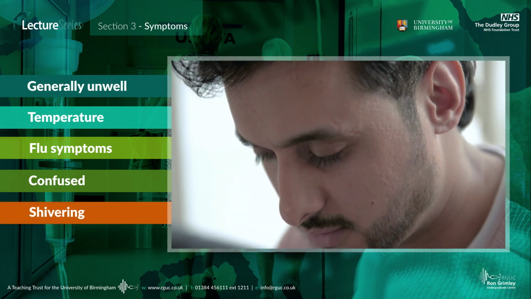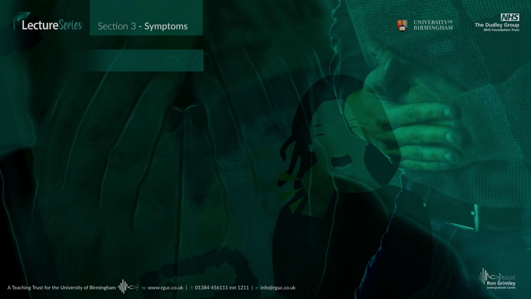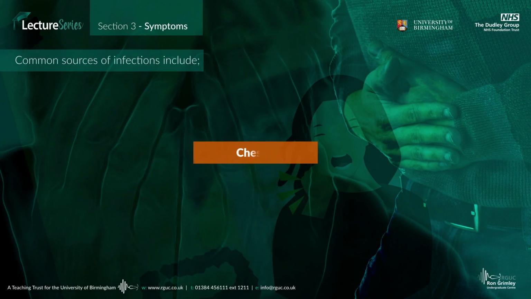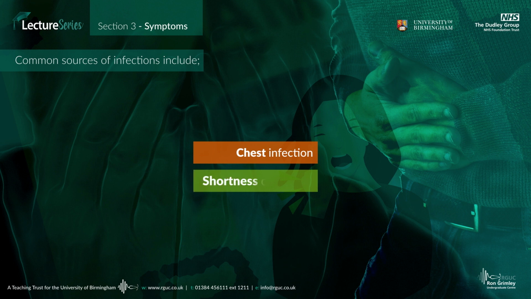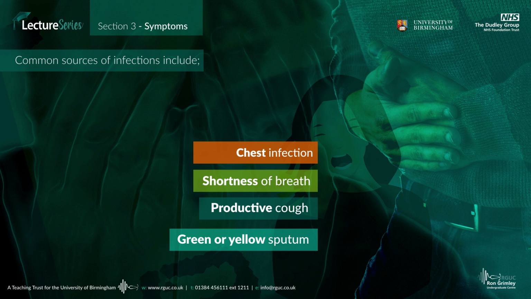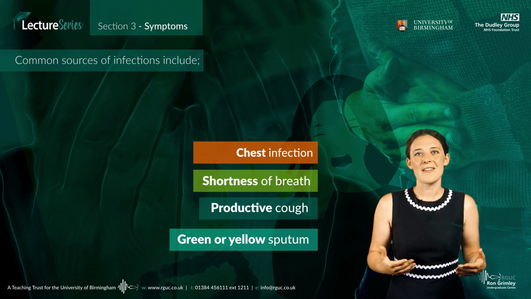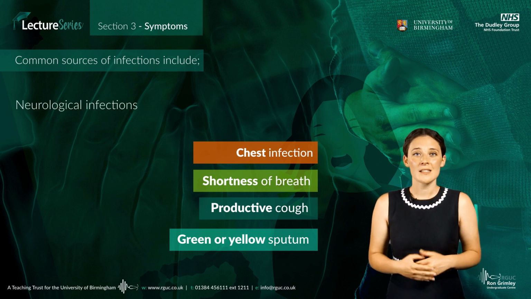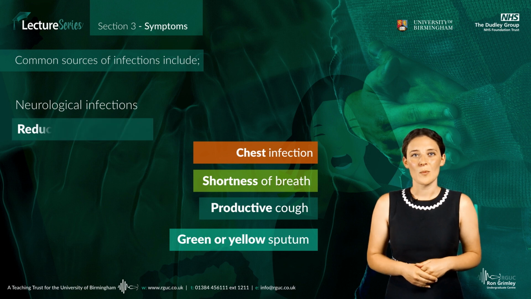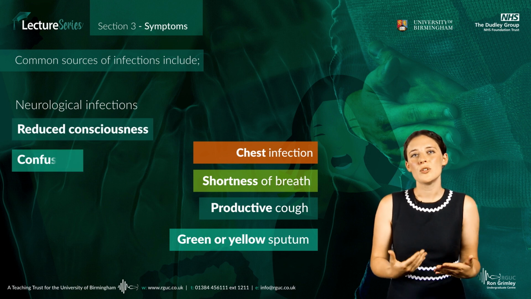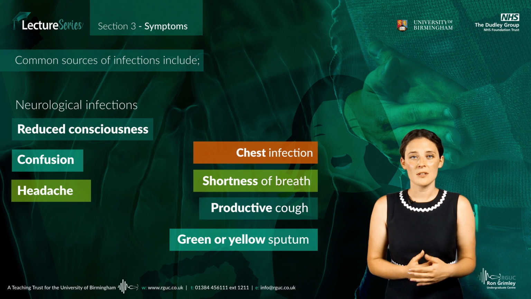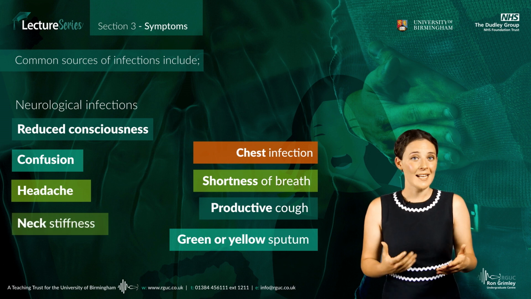Specific symptoms will manifest depending on the source. Common sources of infection include a chest infection. Patients may present with shortness of breath, a productive cough, and discoloured sputum. An infection of the neurological system, such as meningitis, where patients may present with reduced consciousness, confusion, a headache, or neck stiffness.